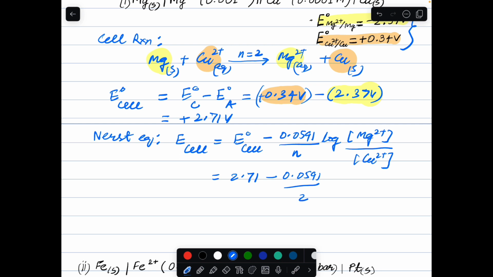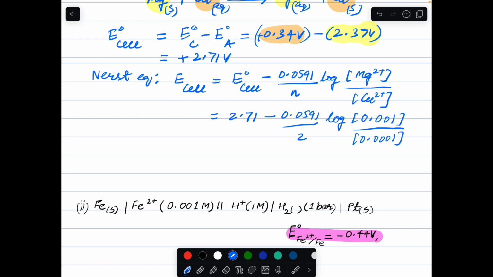and the concentration values are given in the question. So it is log of 0.001 divided by log of 0. We are having 3 zeros in the denominator. So after calculation and simplification, we will be getting a value of 2.68 volt. This is E cell, or this is the EMF of the cell. So this is your answer.